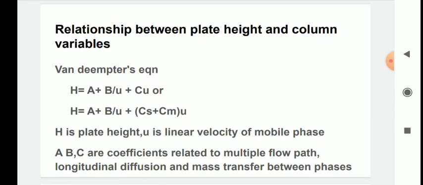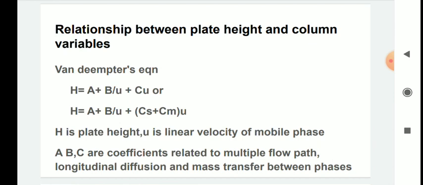You know very well that the efficiency of the column is dependent on the plate number. Higher the plate number, greater will be the efficiency. And plate number is given by L by H, where L is the length of the column and H is the plate height. The plate height is dependent on the column variables, the mobile phase velocity, and the solute components.